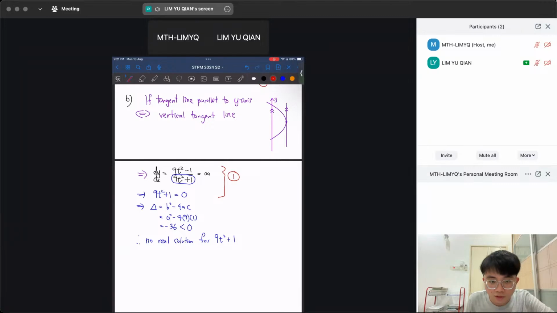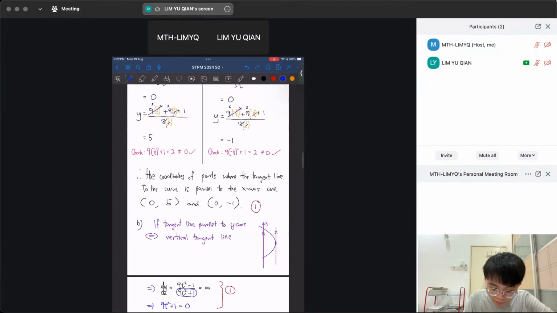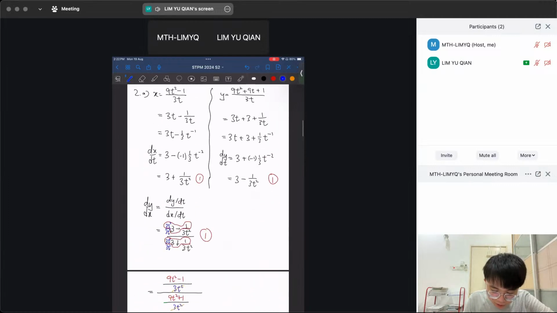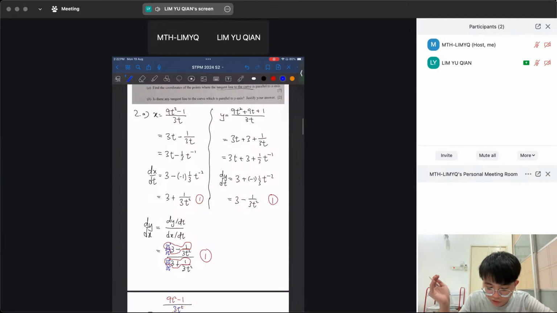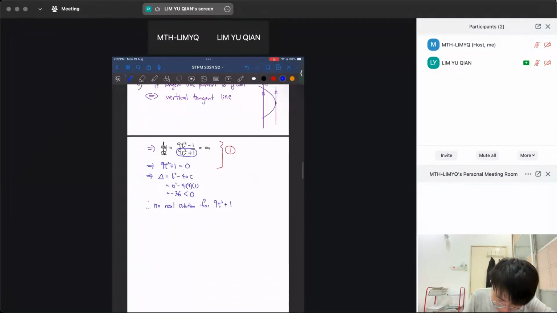And if you say no real solution, after that your conclusion should be, they ask what? Is there any tangent line to the curve which is parallel to the y-axis? So you say no. No tangent line to the curve which is parallel to the y-axis. That should be the conclusion. So therefore, no tangent line to the curve which is parallel to the y-axis.